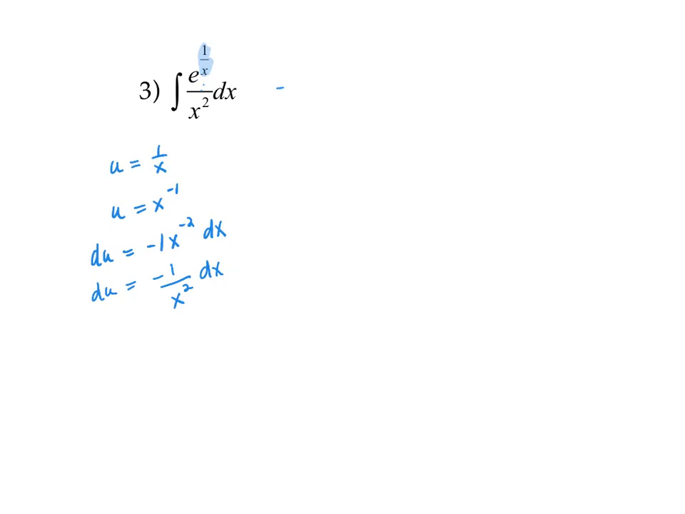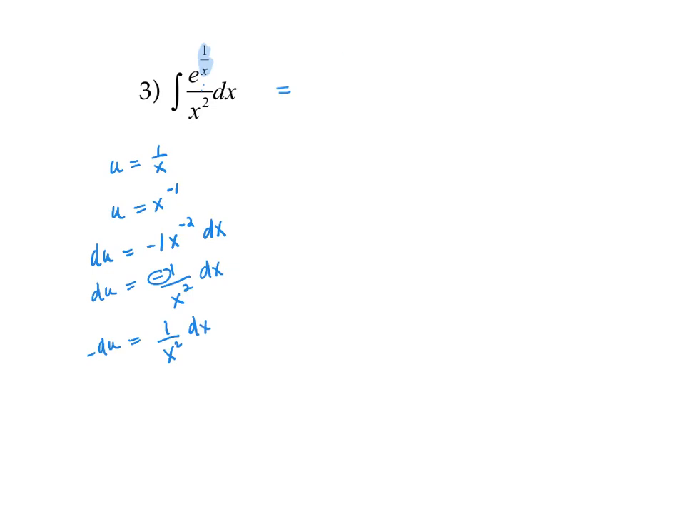Okay, so a little bit of rewriting can help you see how these two are related. You may want to divide by negative 1 on both sides and write it negative du equals 1 over x squared dx.